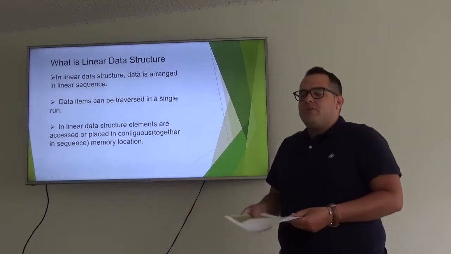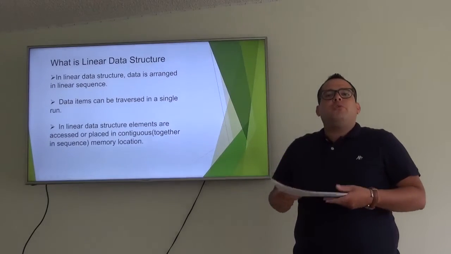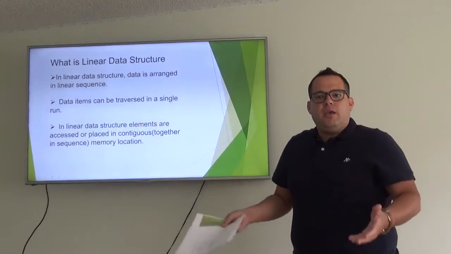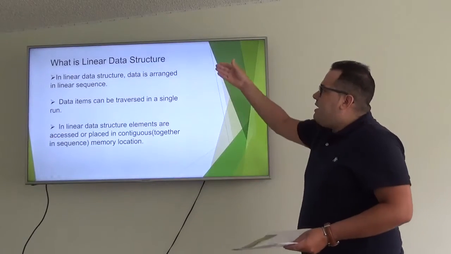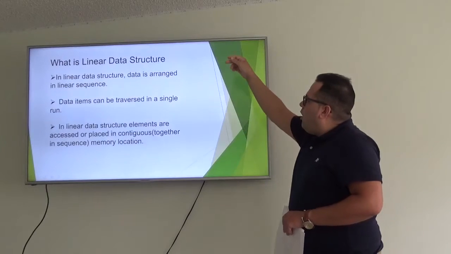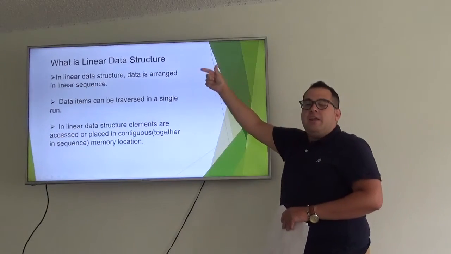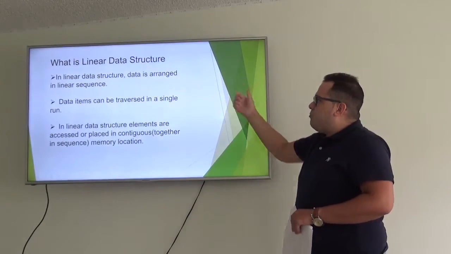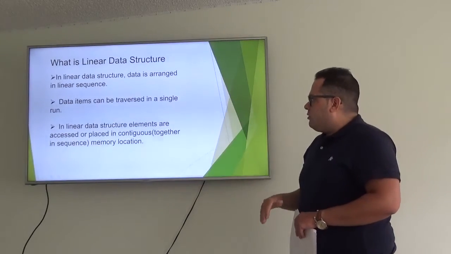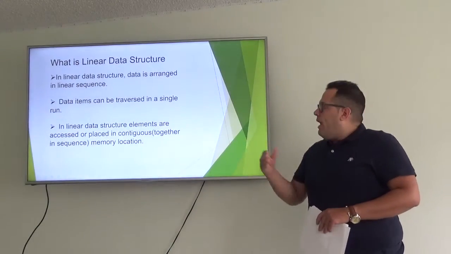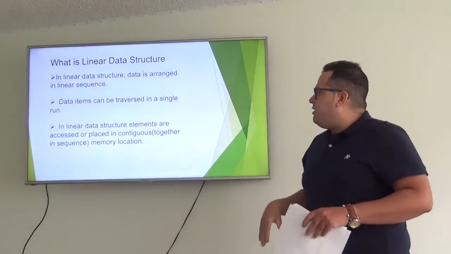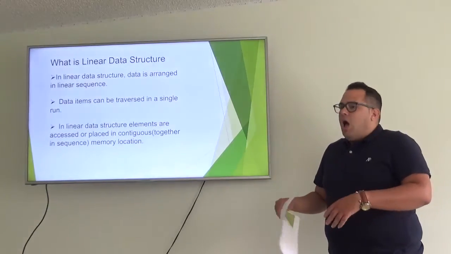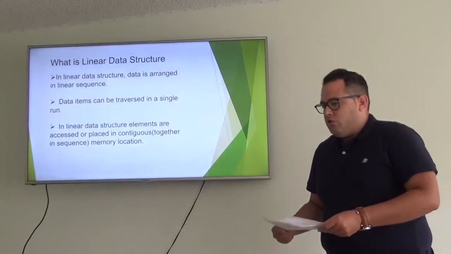What is a linear data structure? To understand what a stack is, first, in a linear data structure, data is arranged in a linear sequence. Data items can be traversed in a single run. In a linear data structure, elements are accessed or placed contiguously, together or in sequence, in memory locations.